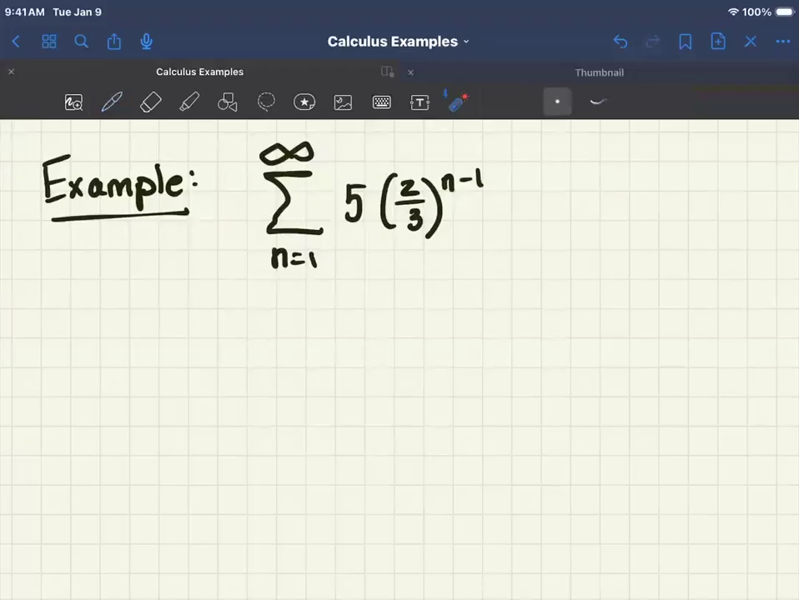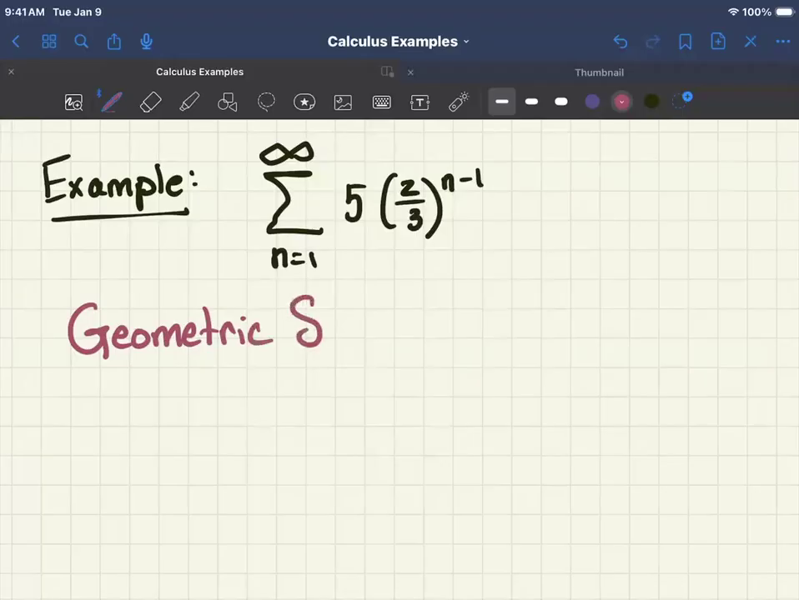Let's look at the series n is equal to 1 to infinity of 5 times 2/3 to the n minus 1 power. Now, hopefully this looks somewhat familiar to you. In fact, this is a geometric series. These geometric series all have the same look.